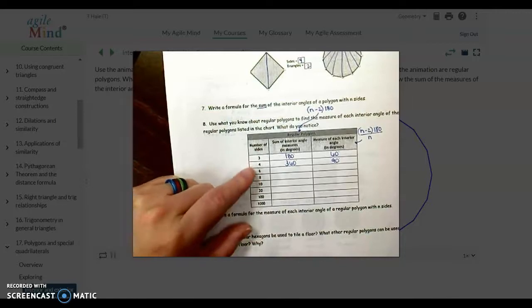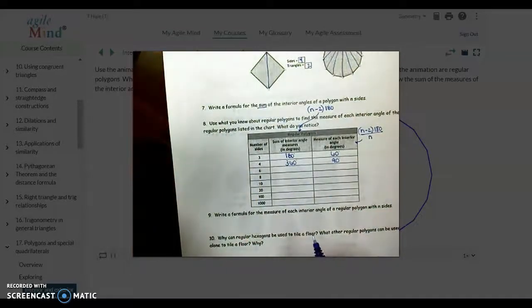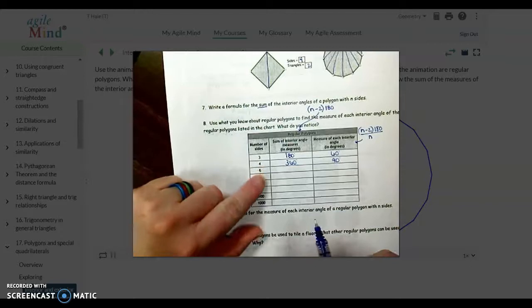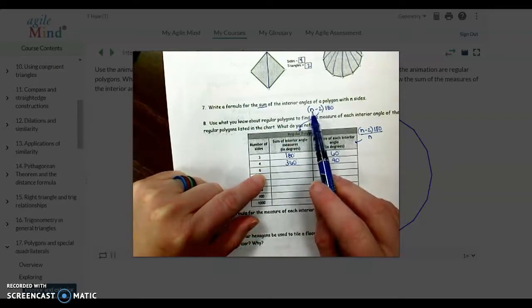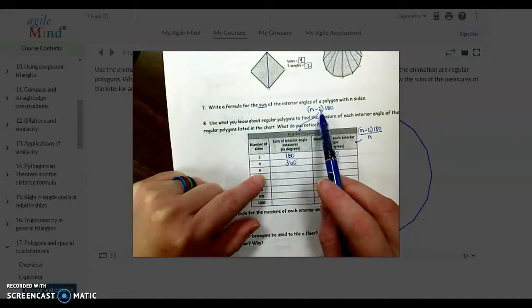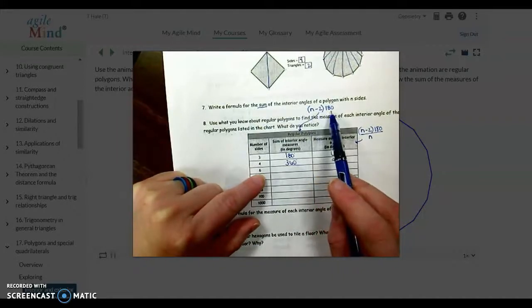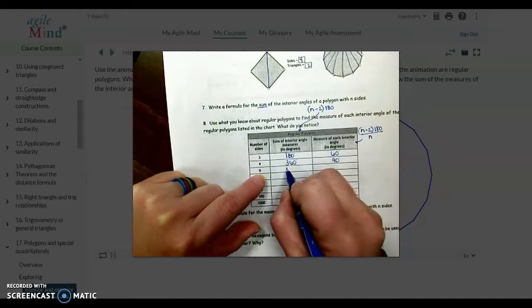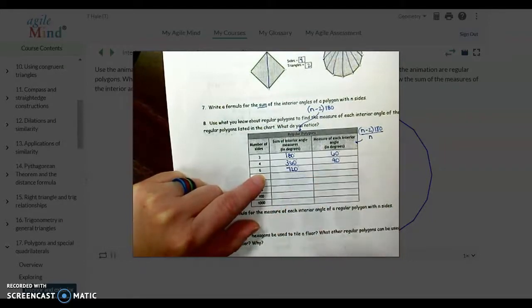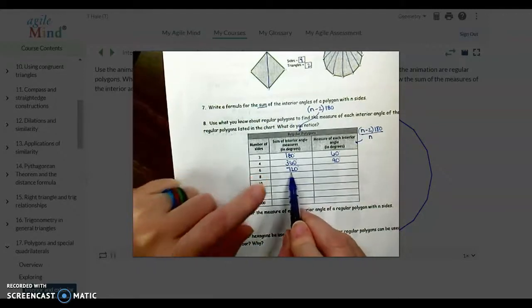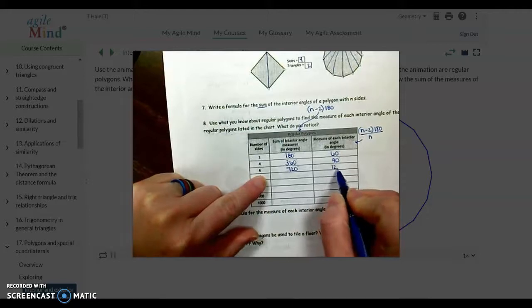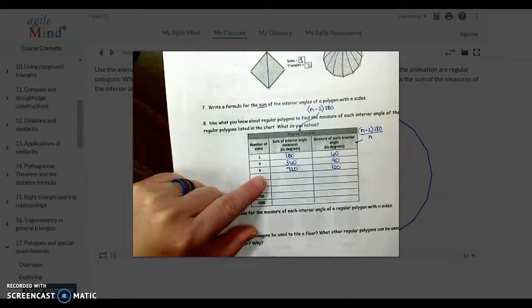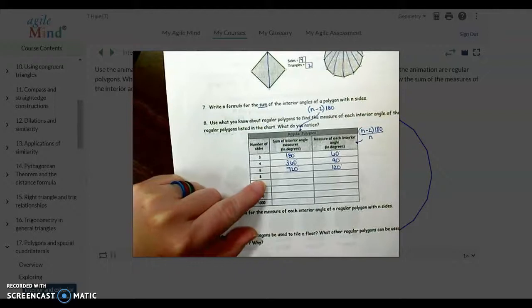So here's where we probably don't have them memorized. We're going to have to actually use the formula. So for a hexagon, 6-sided figure, we're going to put in 6 for the number of sides. 6 minus 2 is 4. So we're going to multiply 4 times 180. So we should get the sum to be 720 degrees. Then we're going to divide that sum by the number of sides to get each angle has to be 120 degrees. So let's move to an octagon.